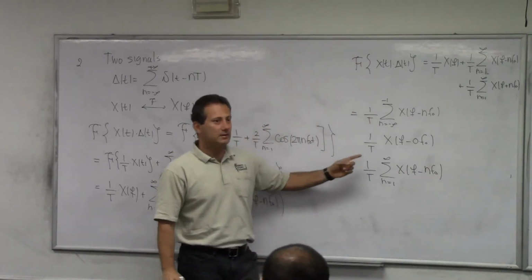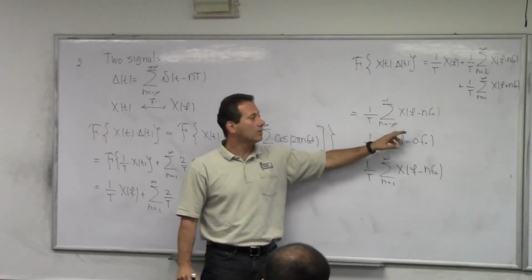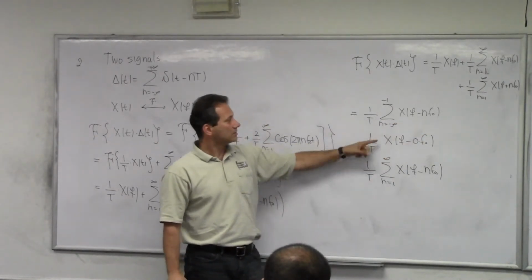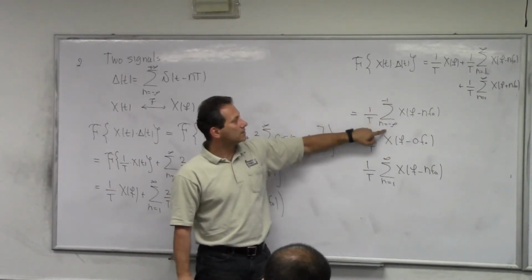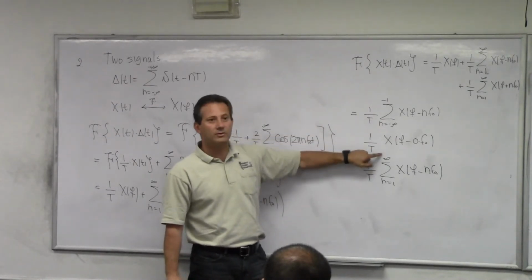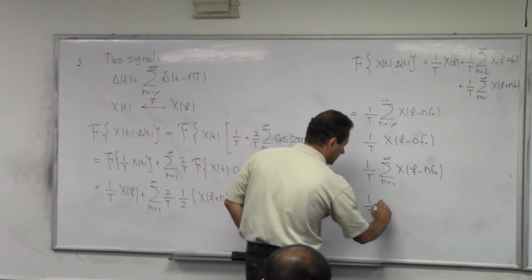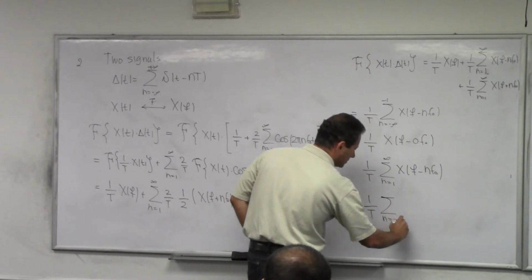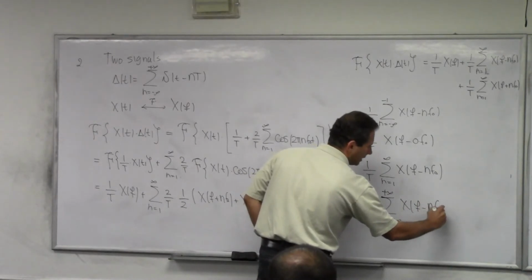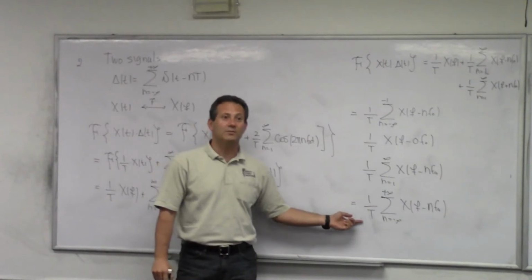They're identical, right? In terms of the sum argument. What is it that I'm summing here? I'm always summing X of f minus n f0. It's just the different boundaries. Here I go from minus infinity to minus 1. Then at 0 I have this one. Then I continue from 1 to infinity. So all three of them can actually be written as 1 over T, sum when n goes from minus infinity to plus infinity, X of f minus n f0. Okay? And that's the result that we had from the last time.